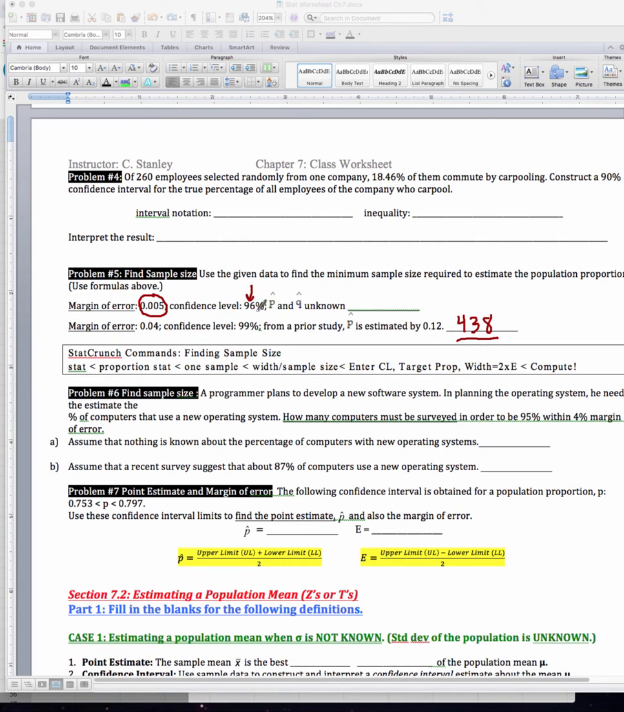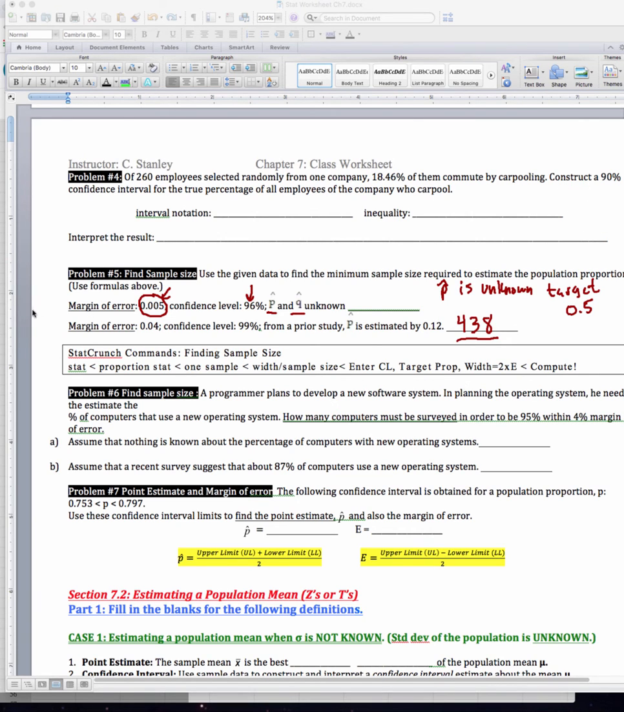So 96%, and we have a small margin of error. These are unknown. So p hat is unknown. Then what we do is we make up a target. Our target's going to be 0.5. That's just fixed. 0.5 is kind of like our worst case scenario.